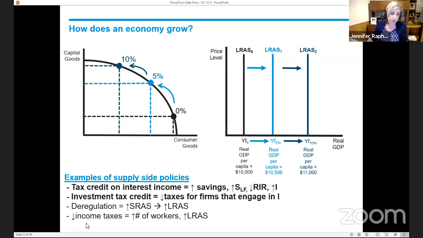Now, maybe the most controversial of the supply side policies is the idea that a decrease in income taxes will incentivize more workers to work or the current workers to work more hours, which would increase long run aggregate supply as well because we're basically adding labor. Right? So we'd be increasing our productive capacity. So these are all examples of government policies that can influence either where we're producing in terms of consumer goods and capital goods, or the rate at which the PPC is shifting out, or the long run aggregate supply curve is shifting to the right.